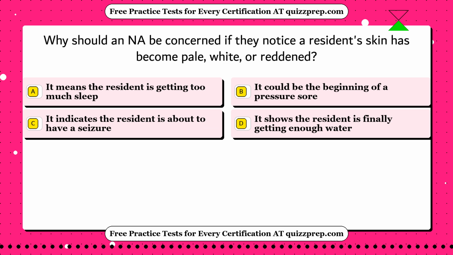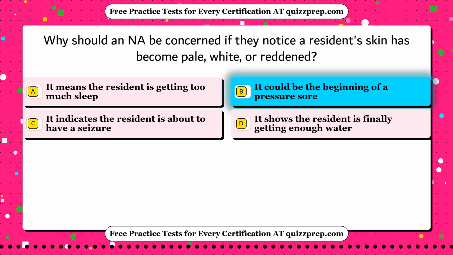Question 85. Why should a NNAAP be concerned if they notice a resident's skin has become pale, white, or reddened? Option A. It means the resident is getting too much sleep. Option B. It could be the beginning of a pressure sore. Option C. It indicates the resident is about to have a seizure. Option D. It shows the resident is finally getting enough water.